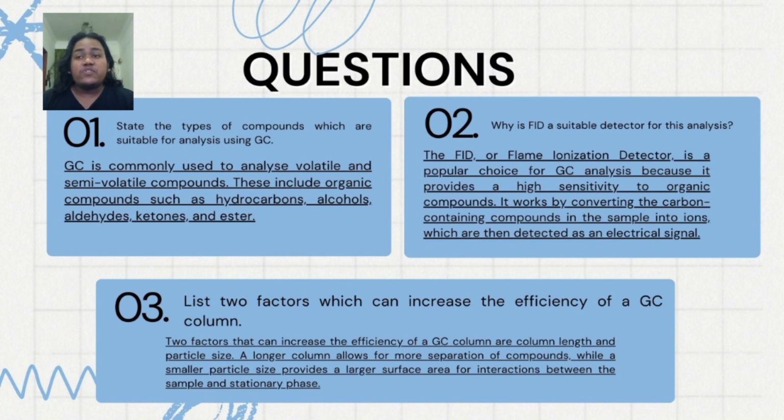For the last question, we want to list two factors which can increase the efficiency of a GC column. Two factors that can increase the efficiency of a GC column are column length and particle size. A longer column allows for more separation of compounds, while a smaller particle size provides a larger surface area for interactions between the sample and stationary phase.